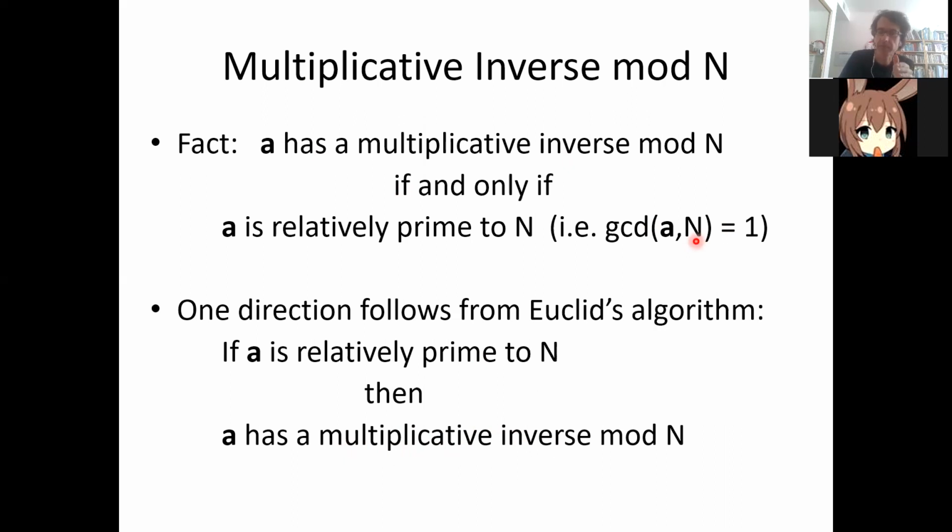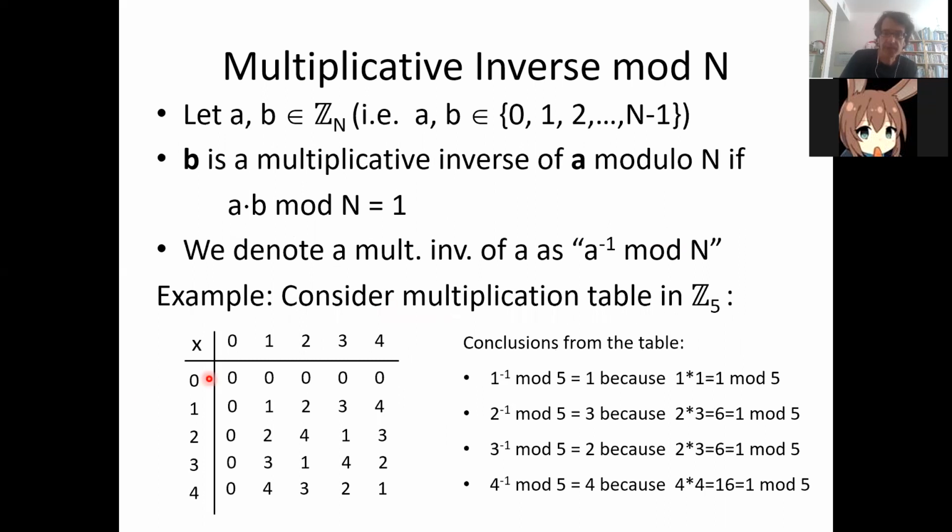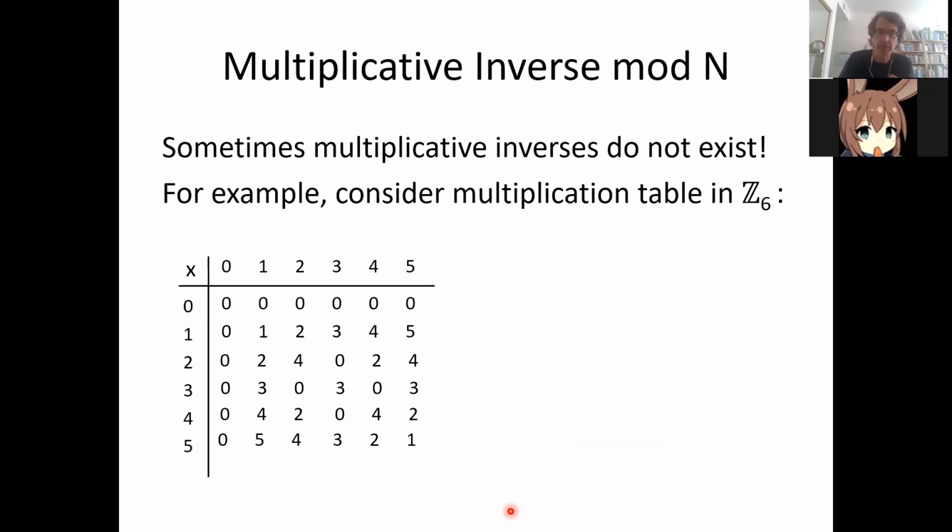Sorry, if the modulus is prime, then everything is coprime. In other words, the GCD of every number between 1 and n minus 1 with modulus n will be 1. That's why the GCD of all these numbers and 5 is 1, right? 5 has no smaller factors. So all of these numbers are coprime with 5, and all of them have inverses.